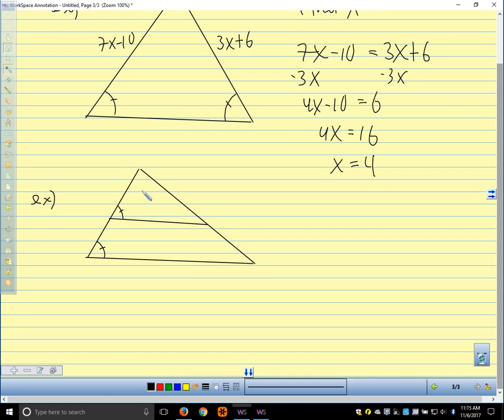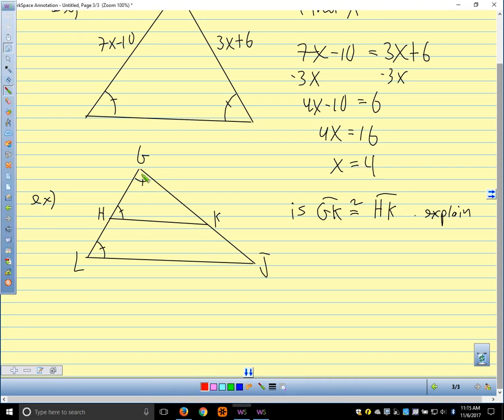I'm going to mark some congruent angles and label some points L, H, G, K, and J. And the first question asks, is segment GK congruent to segment HK, and why? Well, let me highlight those two sides. So there's GK, and there is HK.